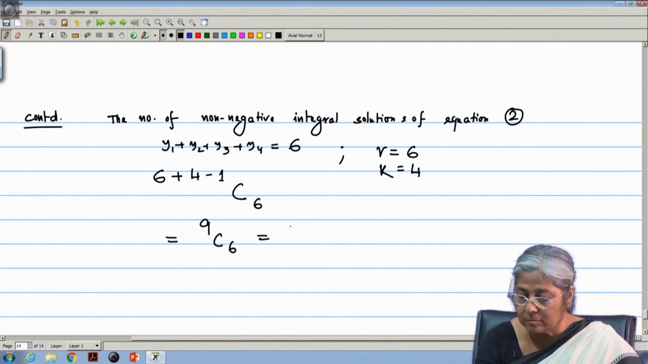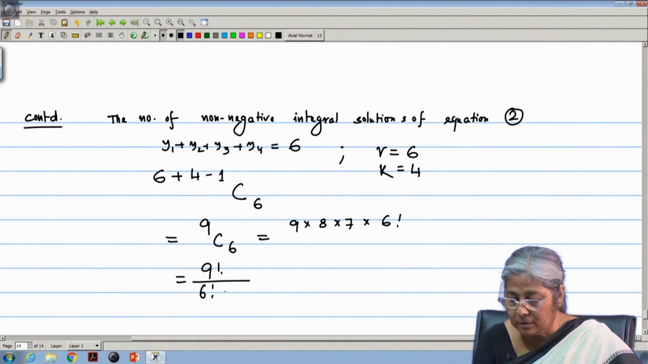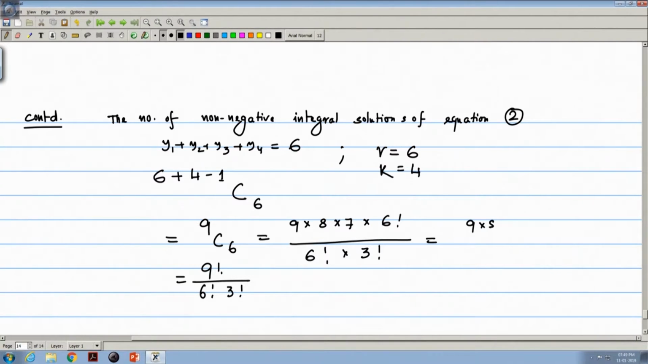So, this becomes 9C6, equal to 9 into 8 into 7 into 6 factorial, because this is 9 factorial divided by 6 factorial into 3 factorial. So, this is equal to 9 into 8 into 7 divided by 6, which is equal to 3 into 4 into 7, that is 84. So, I will get a total of 84 solutions.